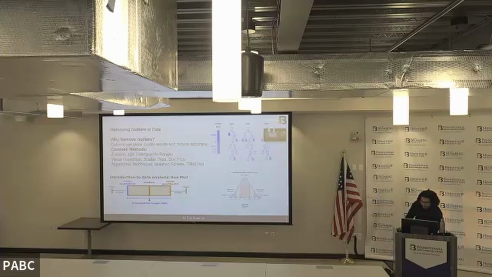At Z negative 3 and Z3, we can see that these are very extreme values that are outliers. Here it's in the total negative and here it's in the total positive. So try to get rid of these.